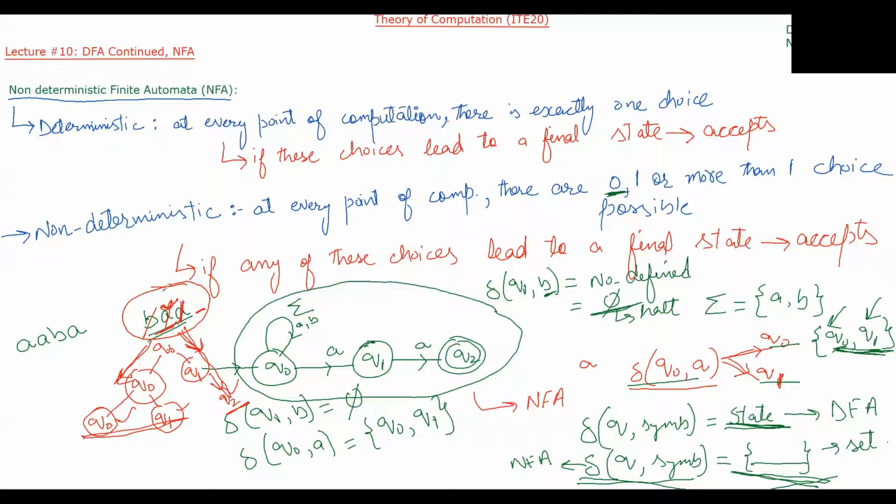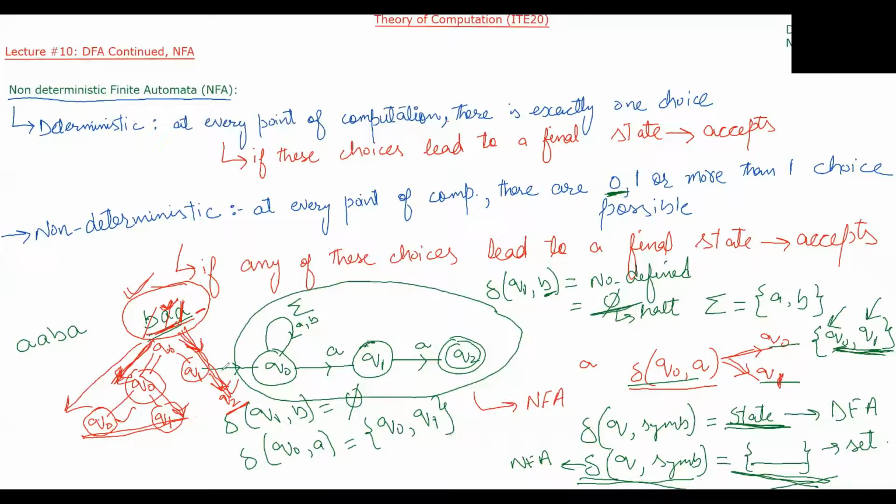So when should we say it has accepted a string? We say that an NFA has accepted a string if any one of these paths leads to a final state. So you can see how many paths are possible. One path is Q0, Q0, Q0. Another path is Q0, Q0, Q1. And another path is Q0, Q1, Q2. So three paths are possible.